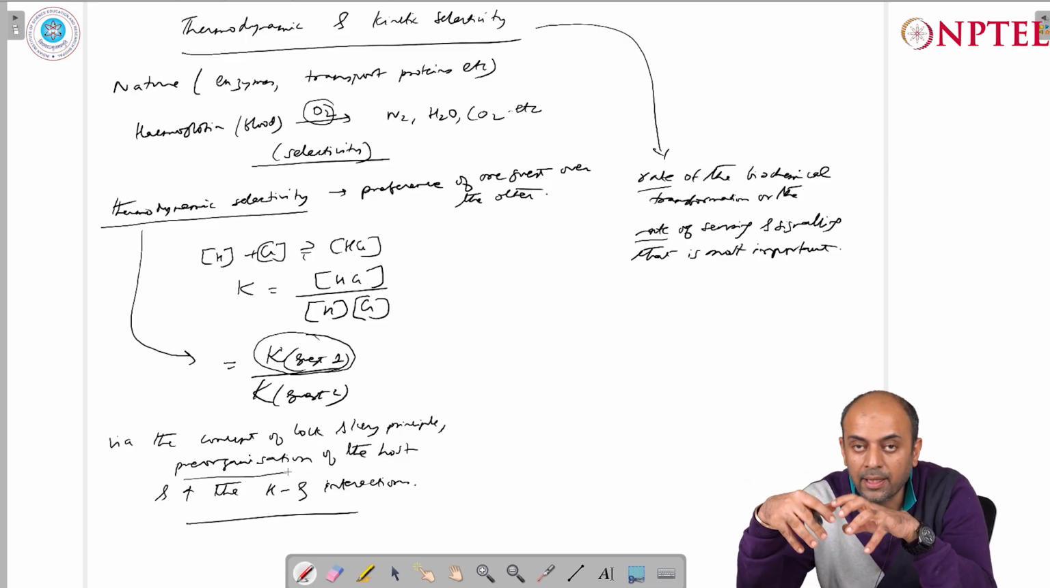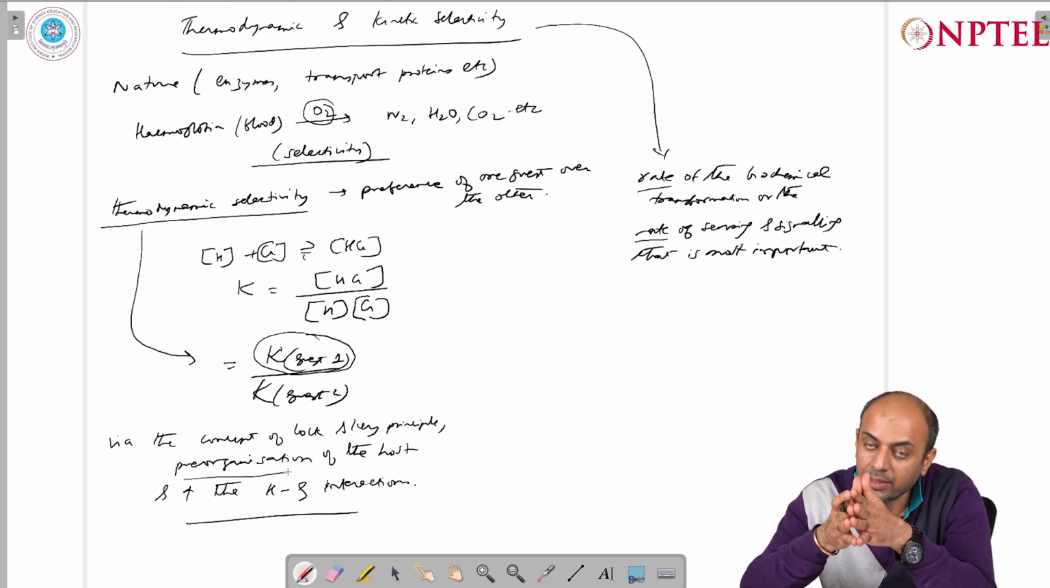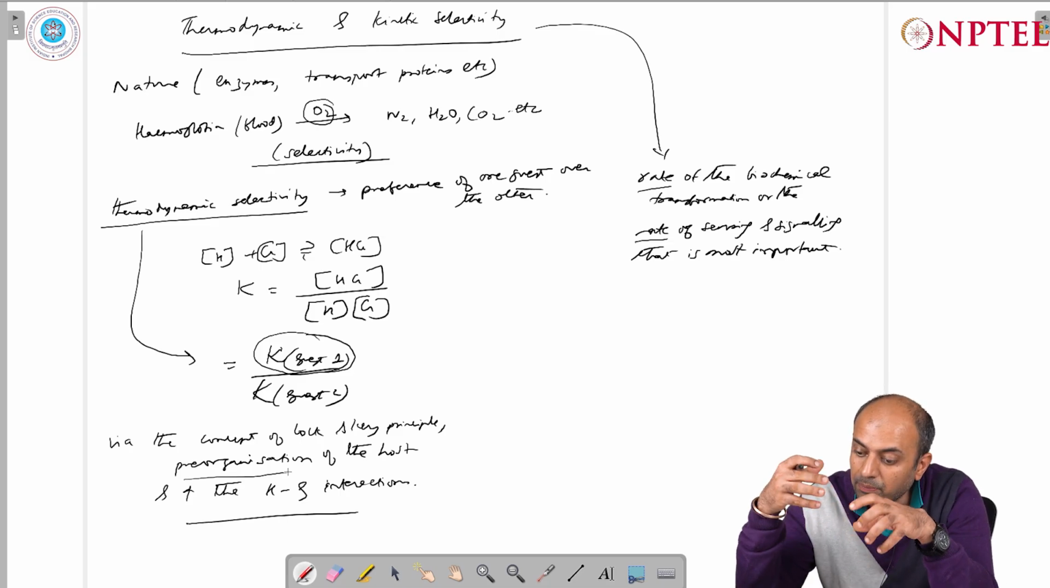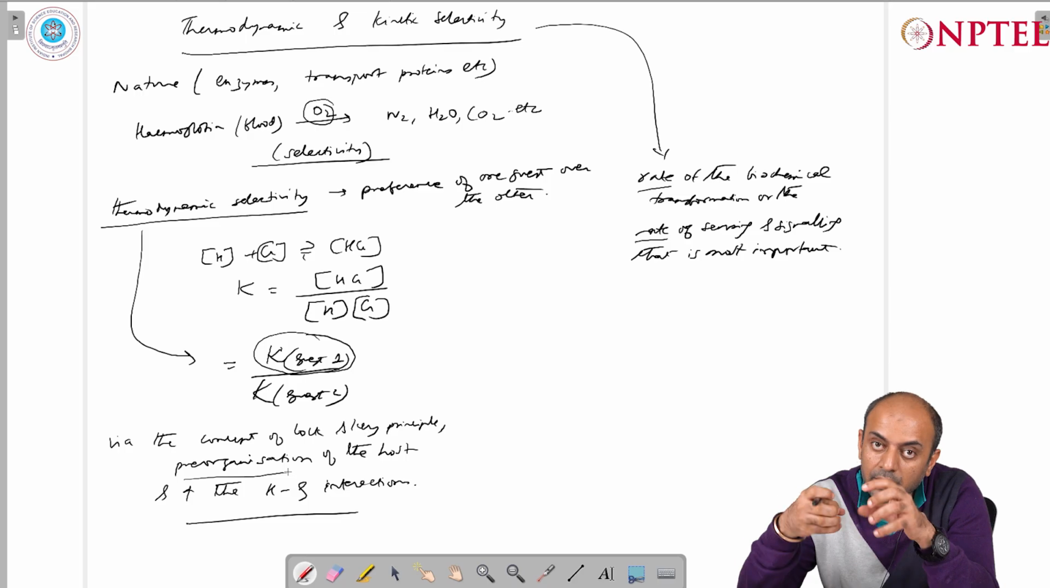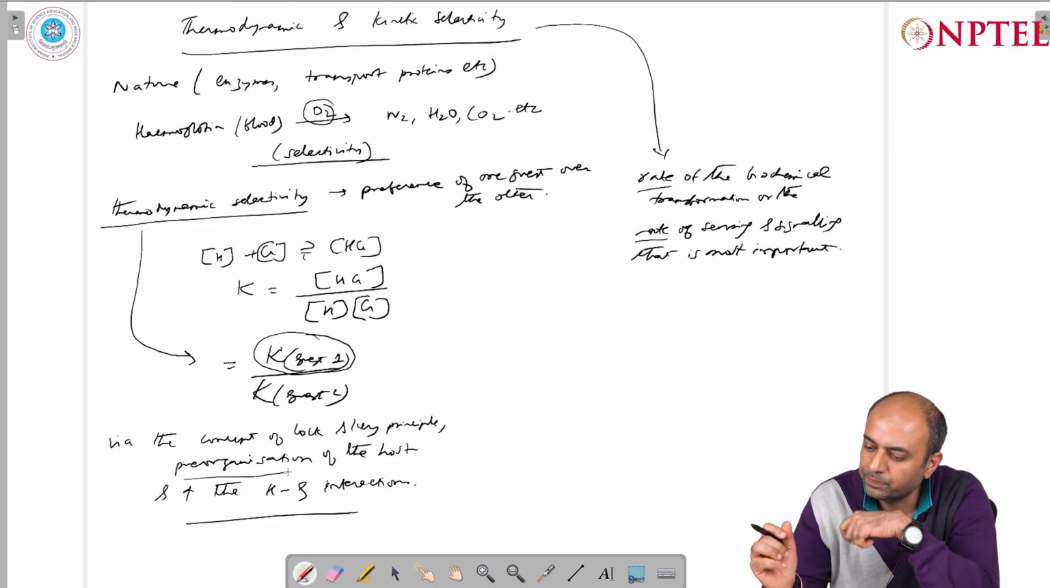If you have a process where the binding is irreversible, very strong, the binding constant is high, kinetic selectivity will not be achieved, only thermodynamic selectivity will be achieved. But kinetic selectivity is something that is related to the rate of the process. Binding is important, but the binding should not be very strong. It is the transport process and the subsequent release at the site of action which is of extreme relevance.